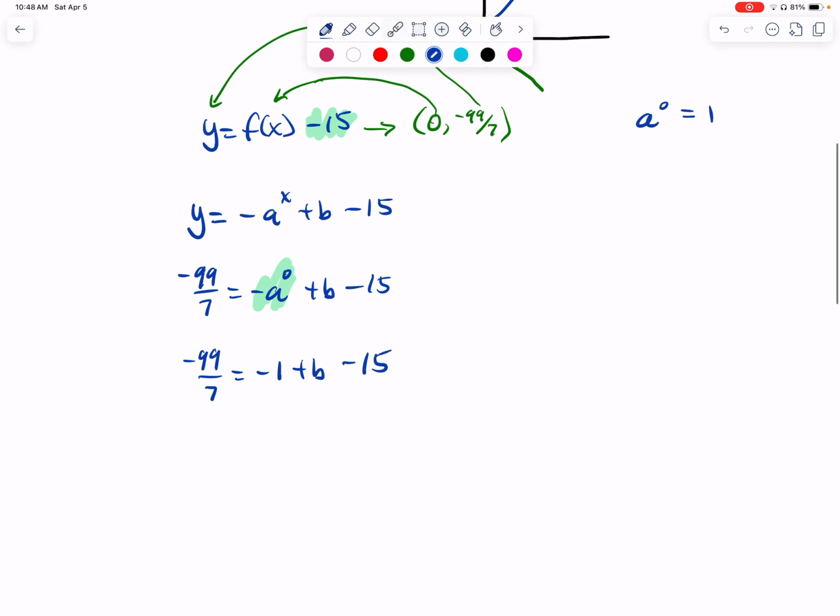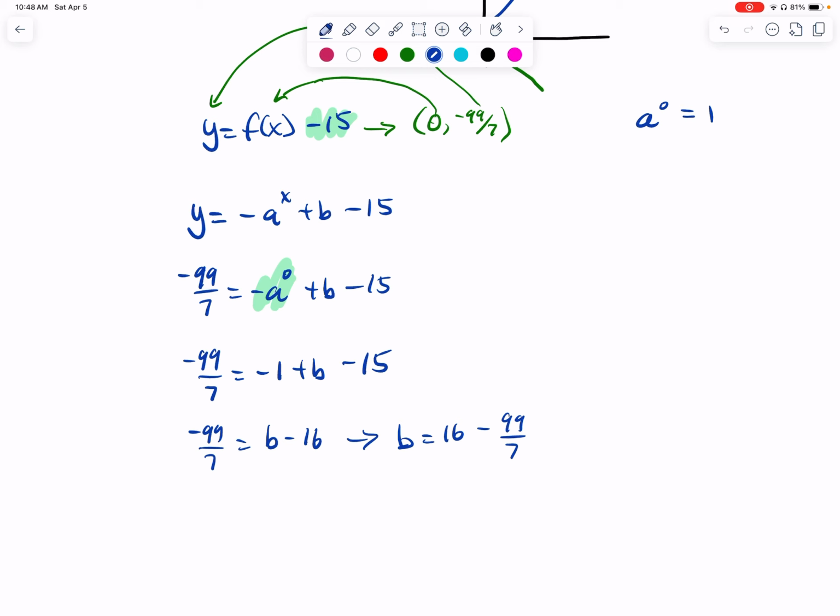And like I said, this is really convenient because it gives us a way to just solve for what b is equal to. So negative 99 over 7 is equal to b minus 16. And then all I have to do is add the 16 over. So b is equal to whatever 16 minus 99 over 7 is.